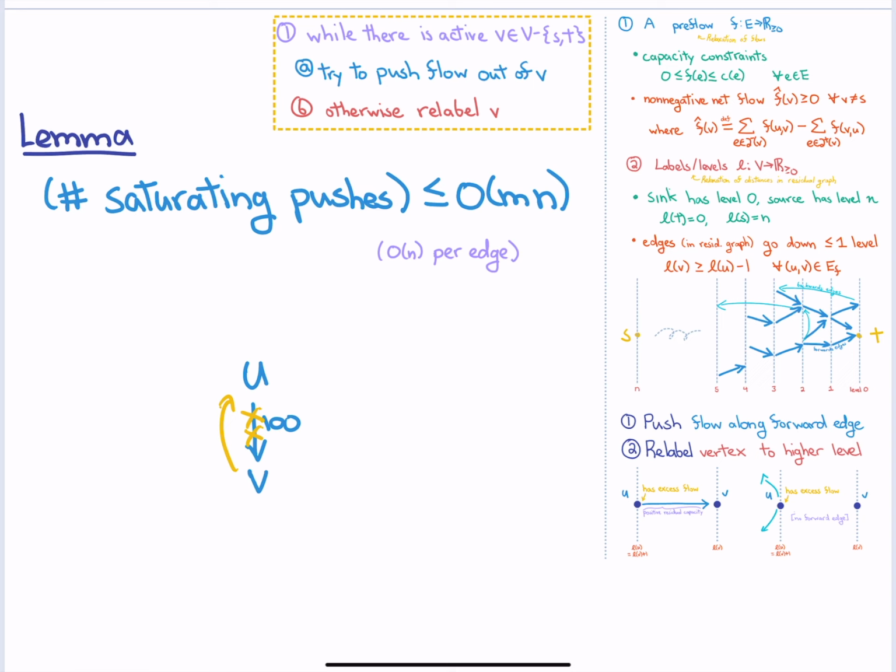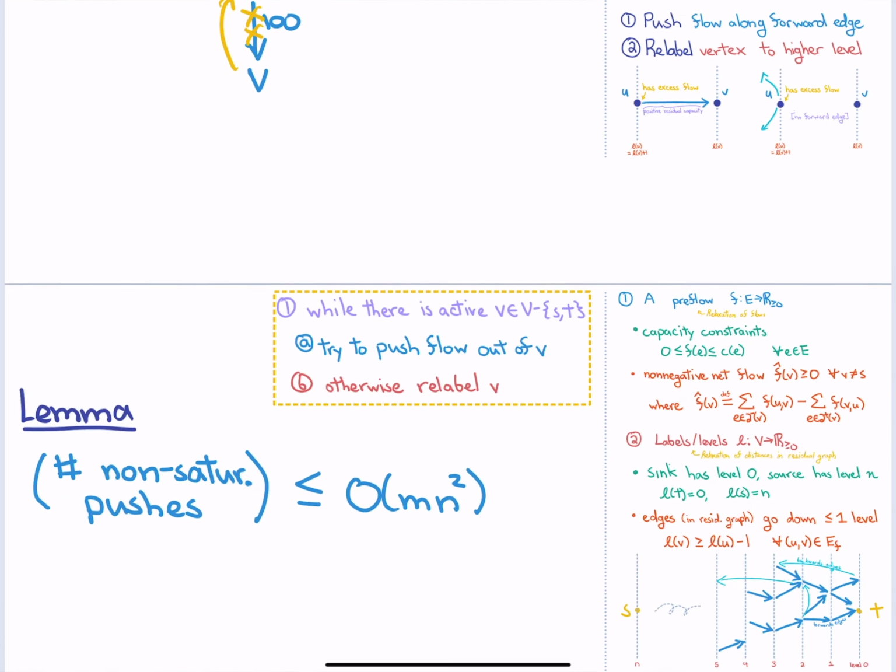So every time it reappears, it must have gone up. And again, the maximum is n. Okay, so you can charge it to relabeling the endpoints of the edge. Okay. All right, so these arguments are sort of similar to actually the Edmonds-Karp style arguments. Although it's, yeah, coming from this crazy system.